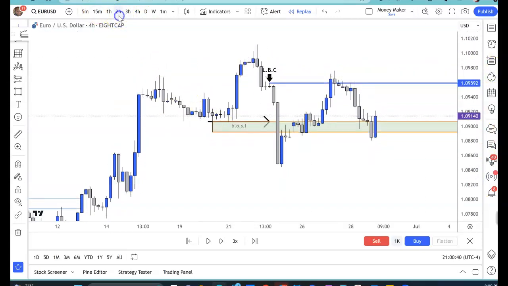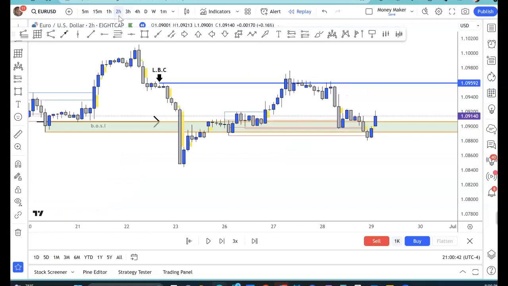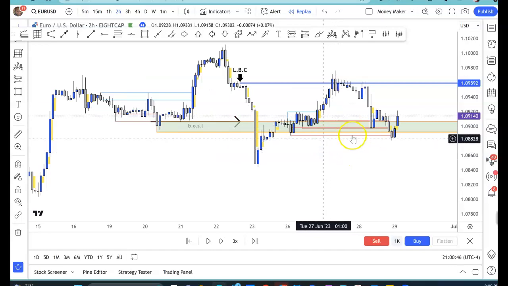Typically, I trade this red box, blue box on the 2-hour time frame. There's more opportunities on those time frames, and I'm usually just going for 20 pips.